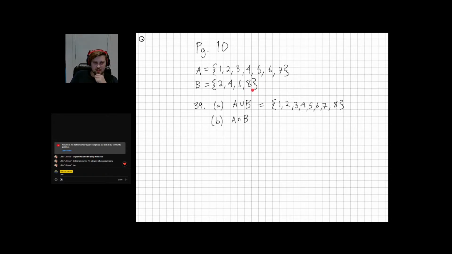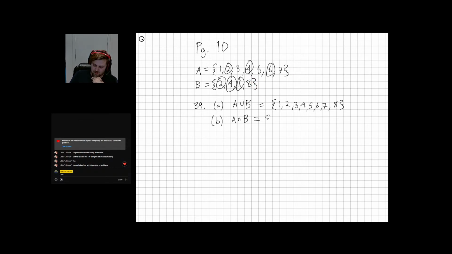What about the intersection? Well, we're looking for the things that are shared. Okay, excellent, Annie. Nice. So we have 2 and 2, 4 and 4, and 6 and 6. And 8 is in B, but not in A. So for this one, we just have the overlap, right? That's the definition of the intersection, the overlap. So we have 2, 4, 6. Won't linger on this one.